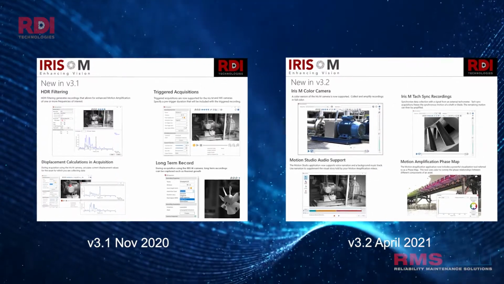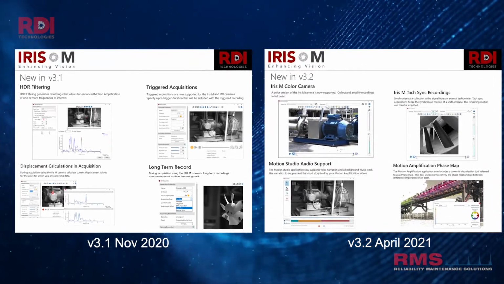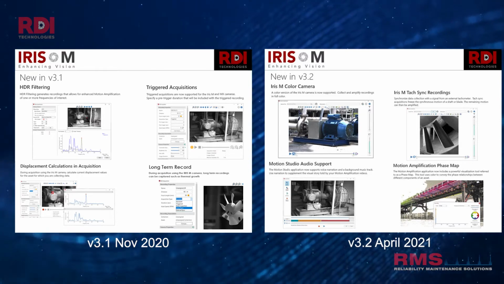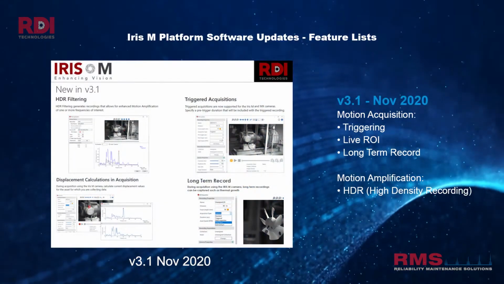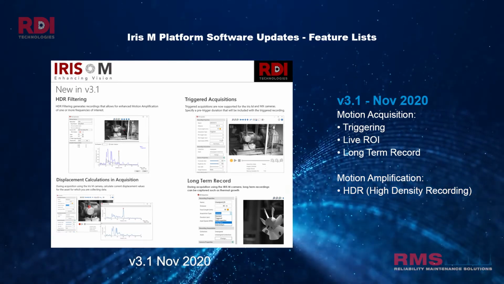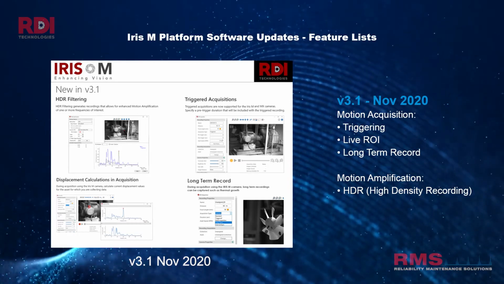In the last 6 months we've had two fantastic updates, version 3.1 and version 3.2. I'm going to start with version 3.1. We've got triggering, live region of interest, long-term record, and HDR, high density recording.